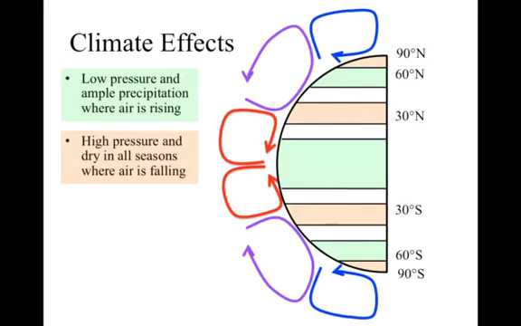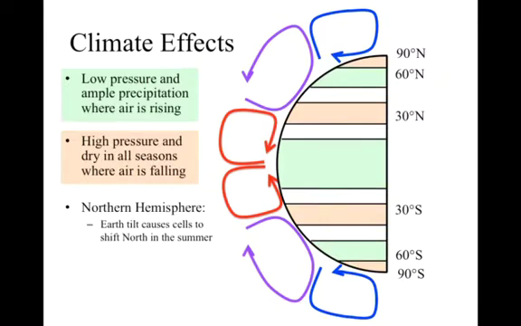Now you'll notice that I left some white spaces, and that's because so far we've talked about an idealized set of cells where we have the Earth perpendicular. In reality, the Earth is kind of tipped, so the northern hemisphere is closer to the sun in the northern summer, and the southern hemisphere is closer to the sun in the northern winter or the southern summer. So the Earth tilt causes shifts in the position of these Hadley, Ferrel, and polar cells.